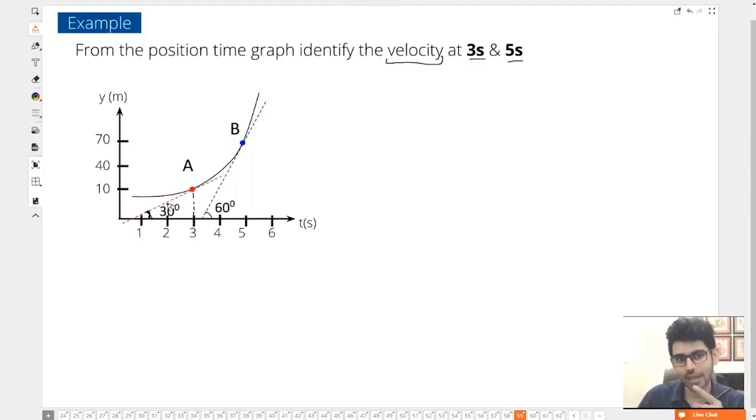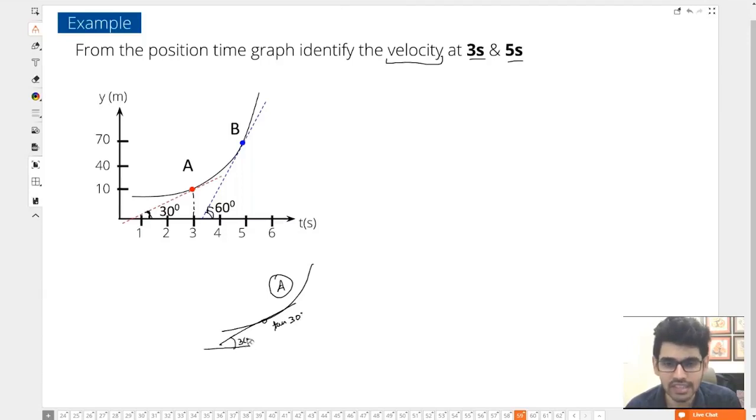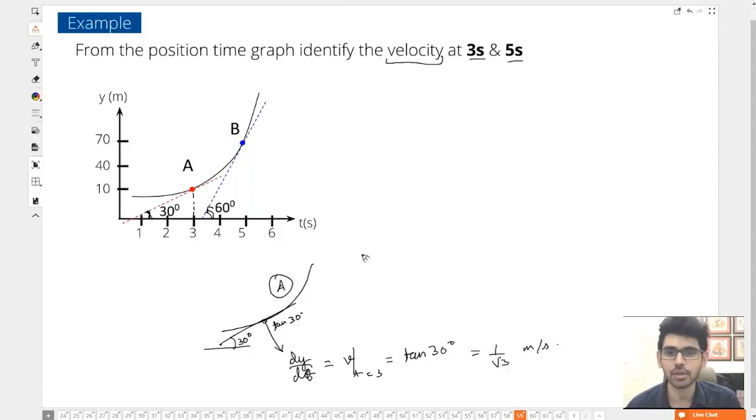The tangent is making an angle of 30 degrees with the positive x-axis. So this is theta, right? So at point A, if you analyze at point A, the slope is tan of 30 degrees, because this is making 30 with the positive x-axis. Okay, so what is tan 30? That will be the dx by dt or dy by dt, or velocity at t is equal to 3 will be equal to tan of 30 degrees, which will be 1 by root 3 meters per second, because it's meters and seconds given, right?